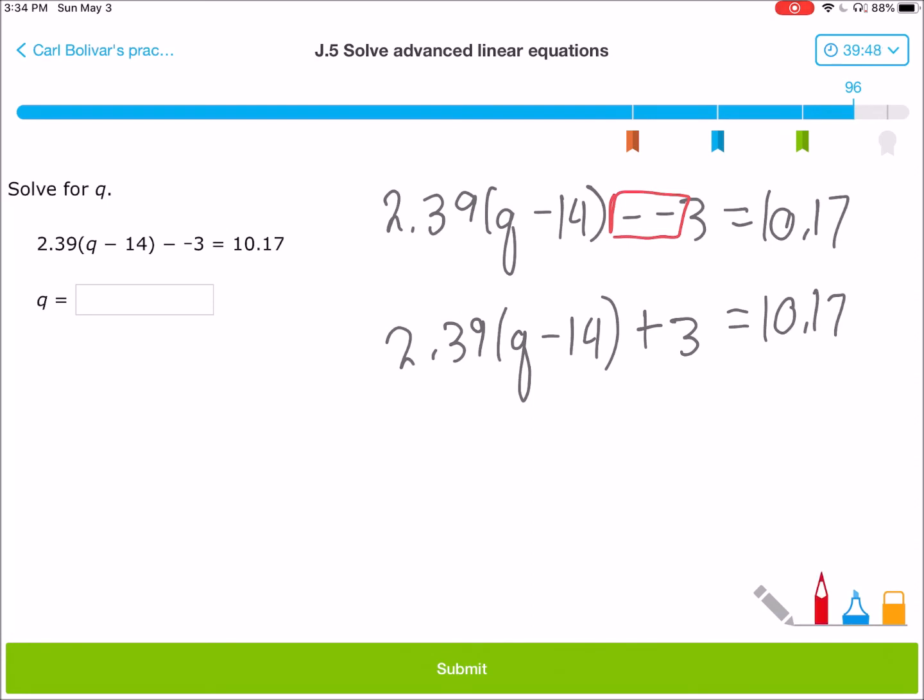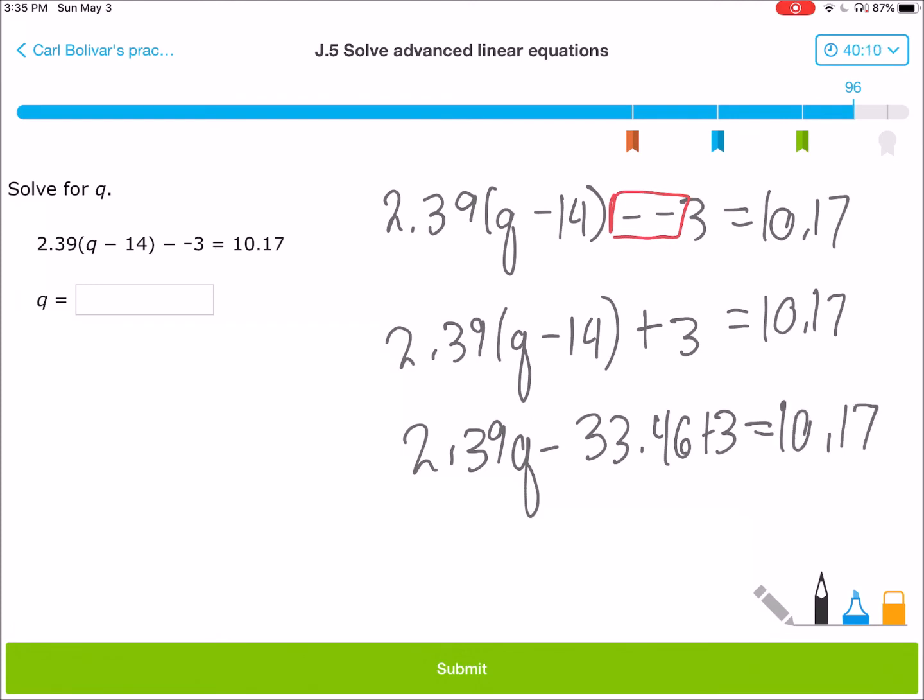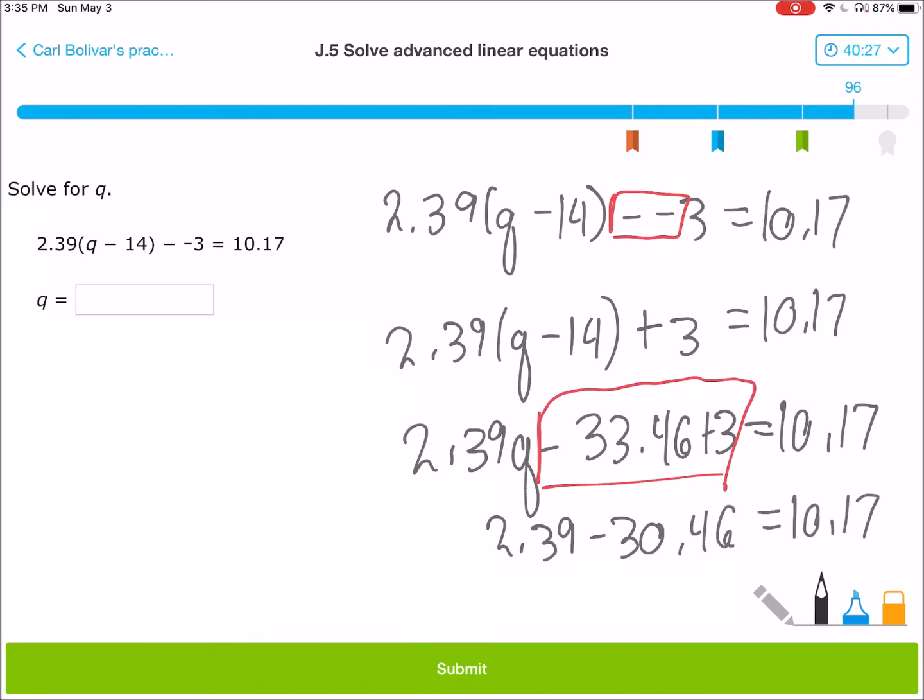Alright, so now what we have here is 2.39Q minus 14 times 2.39 is 33.46 plus 3 is equal to 10.17. Now I'm going to simplify these two terms. That will give us 2.39Q minus 30.46 is equal to 10.17.